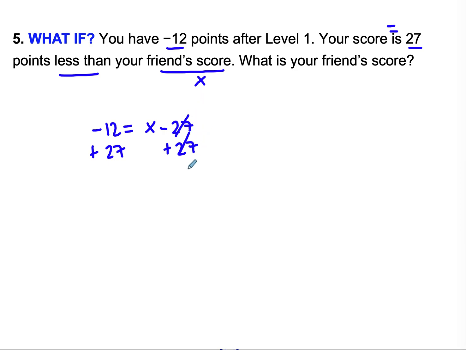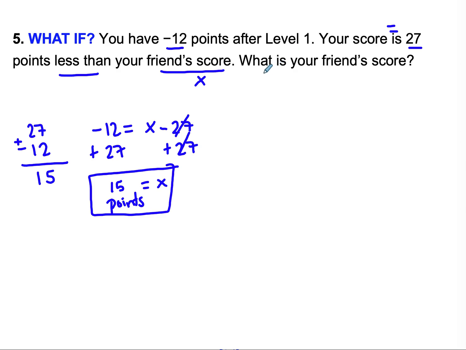All right, negative 27 plus 27 is 0. Leaves me with x. Negative 12 plus 27, different signs. Find the difference. Greater absolute value has to be written on the top before I do subtraction. Really, that's plus a negative. Okay, 7 minus 2 is 5. 2 minus 1 is 1. More positives, answer is positive. 15 needs a label. Points is going to be my label.